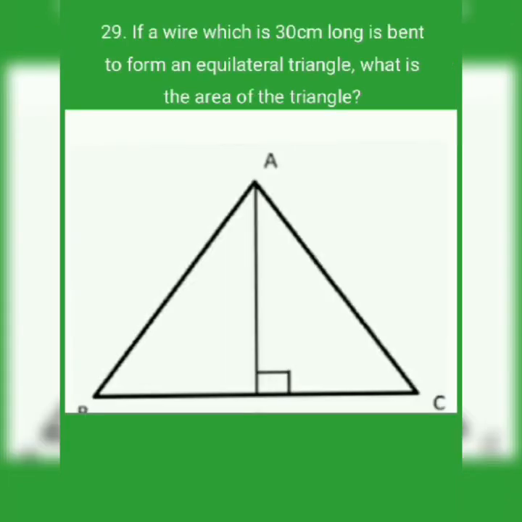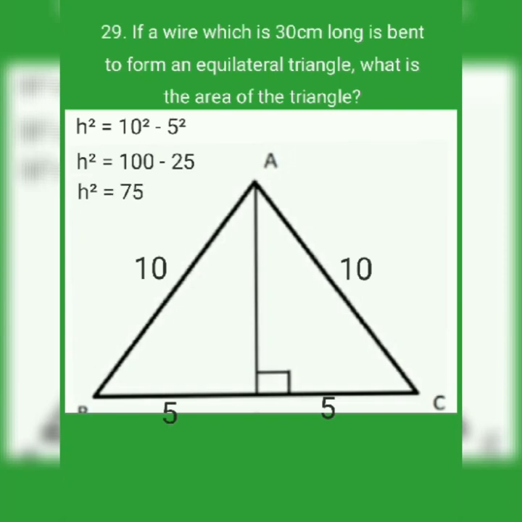If a wire which is 30 cm long is bent to form an equilateral triangle, what is the area of the triangle? First, determine the height. Since there is a right triangle formed, we can now use the Pythagorean theorem. So we have h squared is equal to 100 minus 25, and h squared is equal to 75, and the square root of 75 is 5 square root of 3. Therefore, the height is 5 square root of 3.